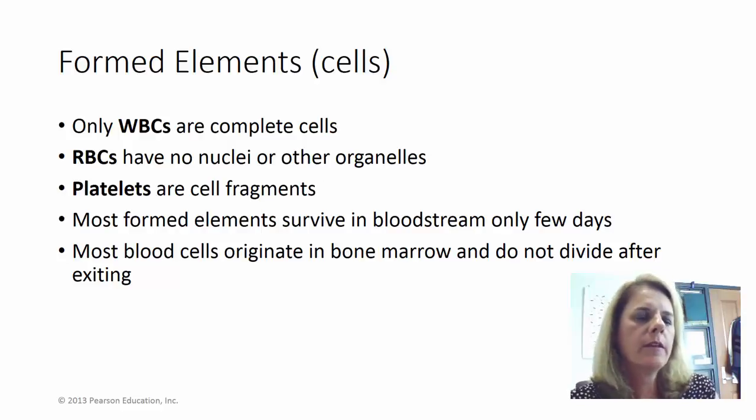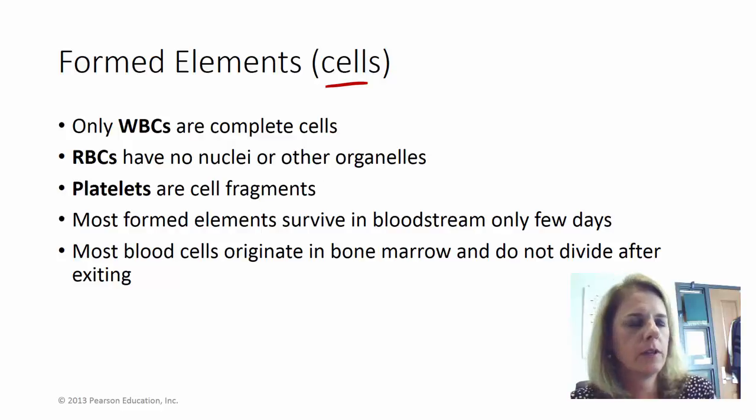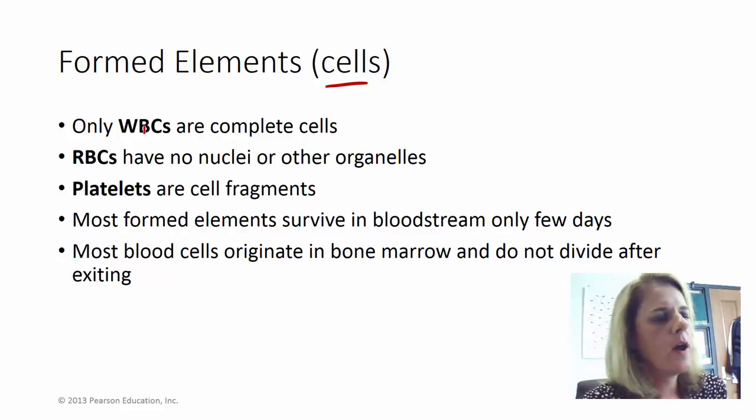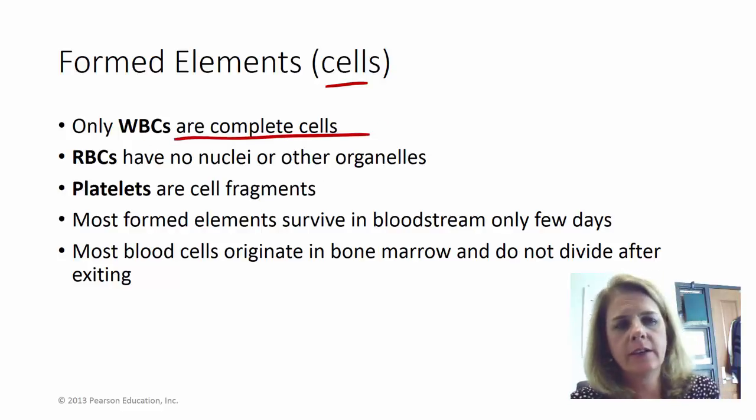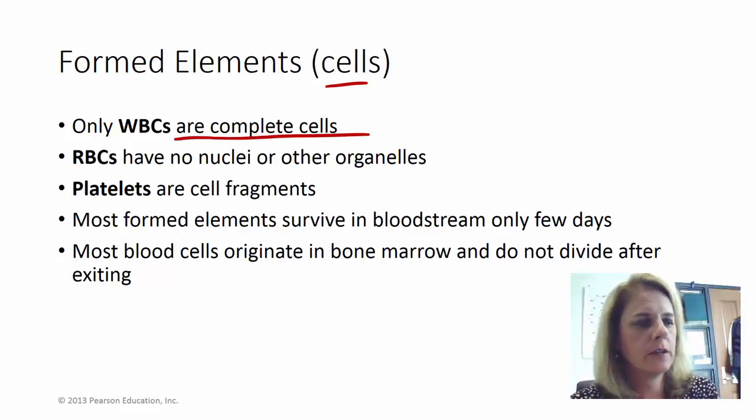The formed elements, these are the cells. So you have white blood cells, red blood cells, and platelets. Your white blood cells are your only complete cells. They have a nucleus, they have all your organelles, and they're alive, and they can live for a long, long time. They have all that they need to maintain and stay alive.